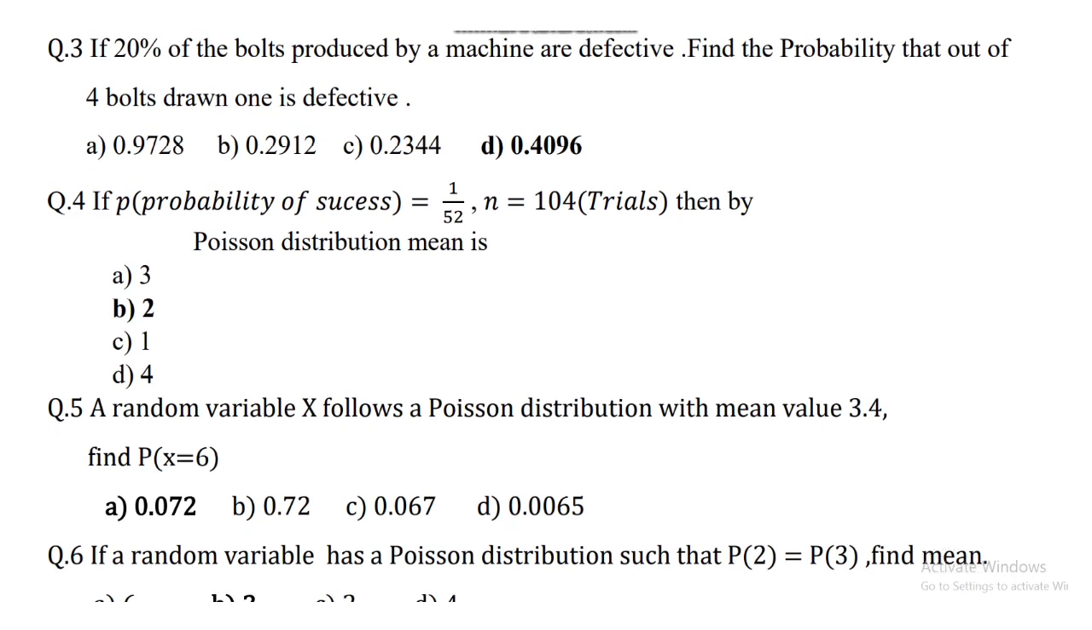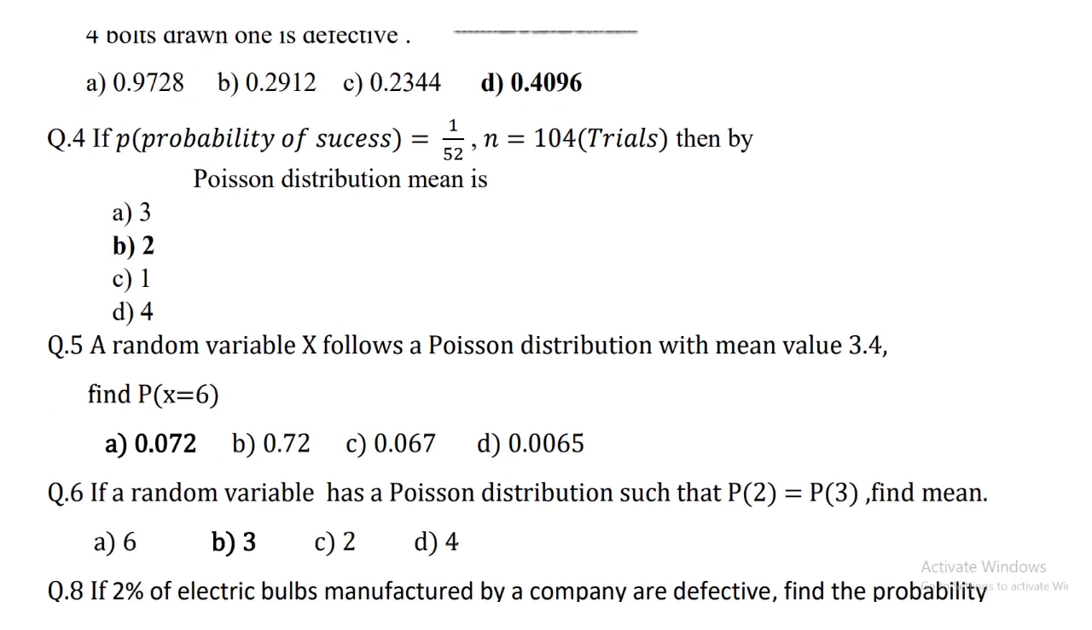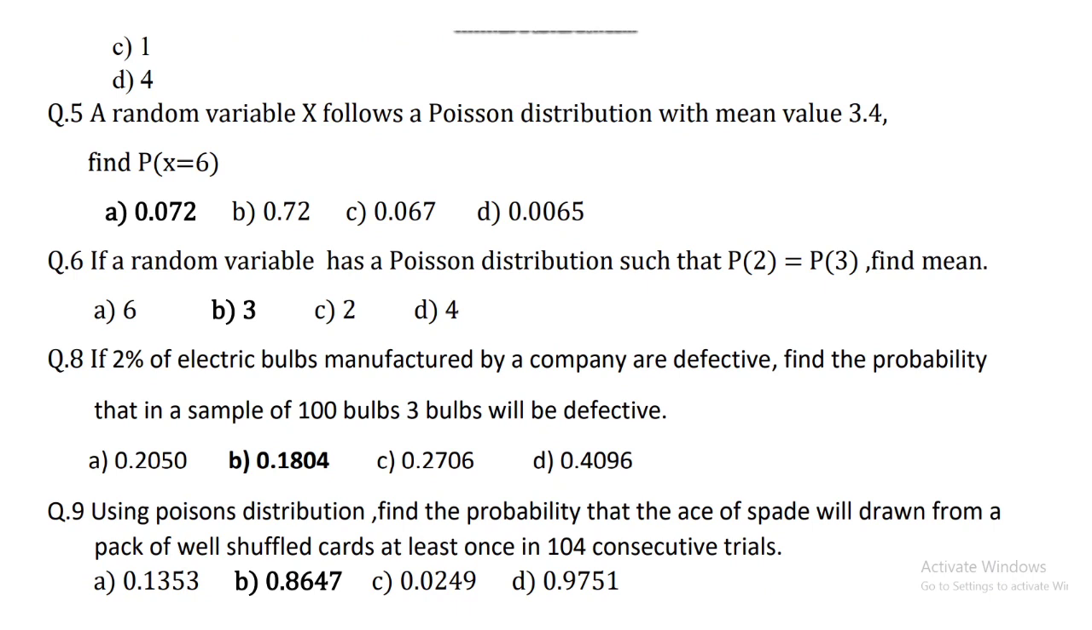The probability is 0.4096. If probability of success p is equal to 1 by 52, n is equal to 104 trials, then by Poisson distribution mean it is 2. A random variable x follows a Poisson distribution with mean value 3.4. Find P(X is equal to 6), and P is 0.072.